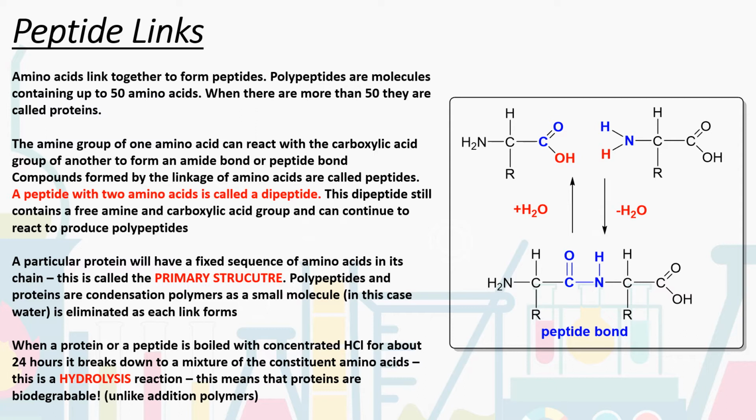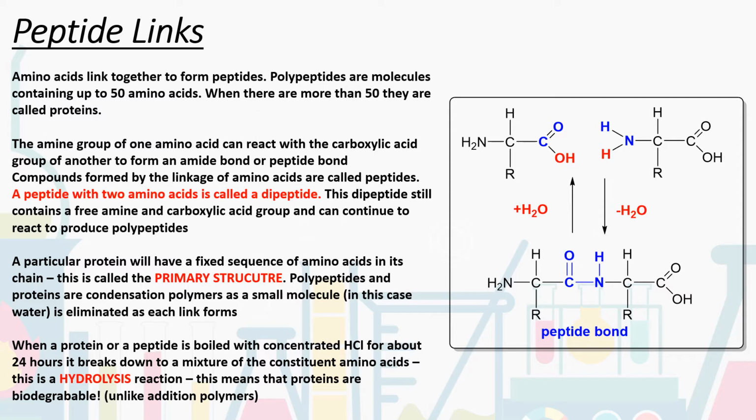And so the amine group of one amino acid can react with the carboxylic acid group of another. Essentially, it's a form of an acylation reaction that we might have seen before. And this forms what we call an amide bond or a peptide bond. So it's a simple nucleophilic addition-elimination mechanism, and we end up forming an amide or a peptide bond. And so compounds that are formed by the linkage of amino acids are called peptides.